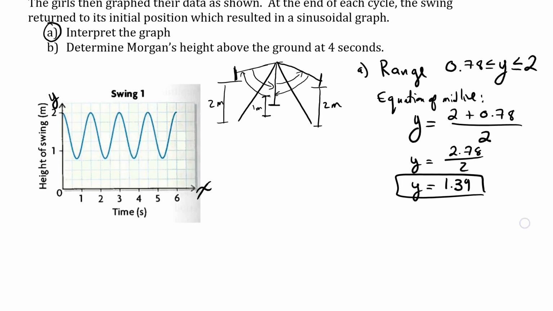Let's now talk about the amplitude. I'm going to say that it is the maximum, 2, minus the equation of the midline, 1.39, and I'm left with an amplitude of 0.61. And we're noticing that it's in meters.